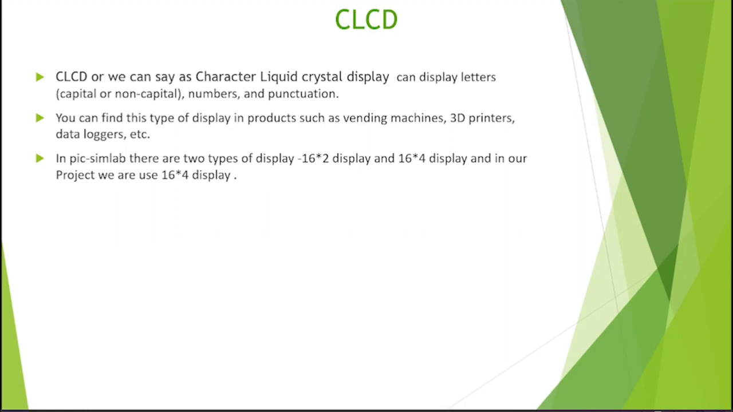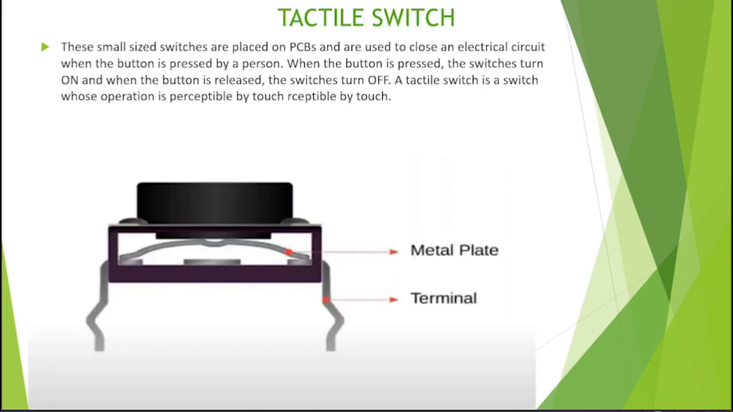Now we talk about the tactile switch. These small-size switches are placed on PCBs and are used to close an electrical circuit. When the button is pressed by a person, the switch turns on, and when the button is released, the switch turns off. In simple terms, whenever we click the switch, it turns on, and when we release the switch, it turns off. This is the metal plate, and these two are the terminals.